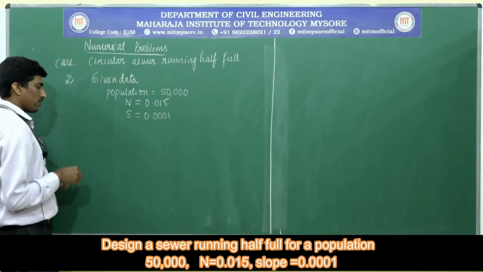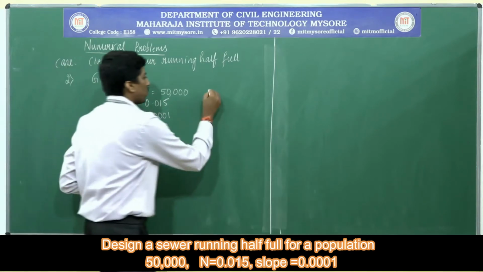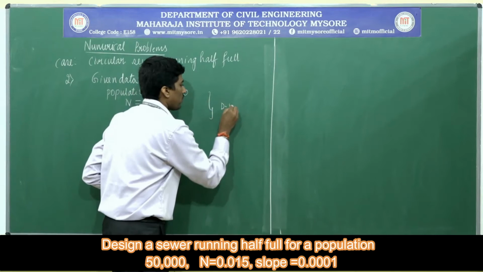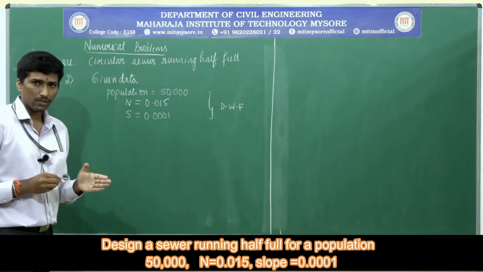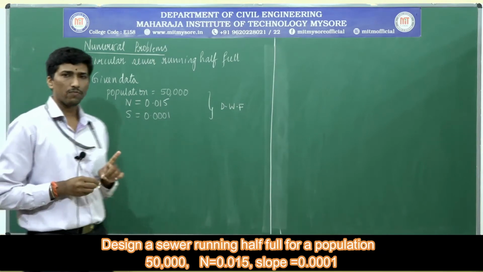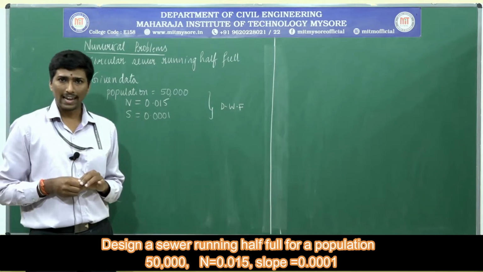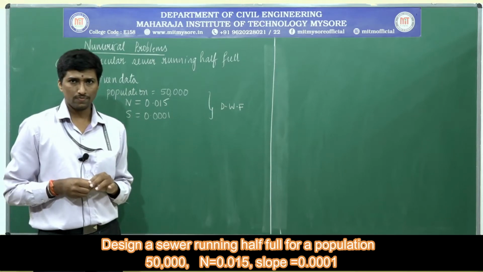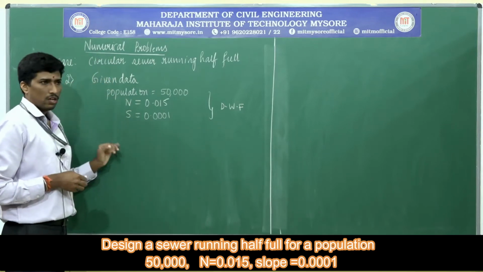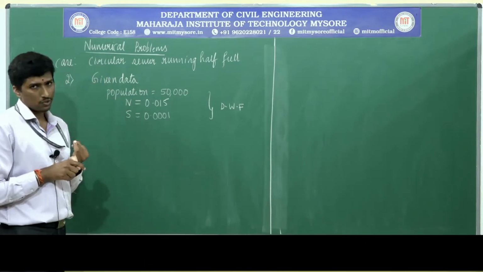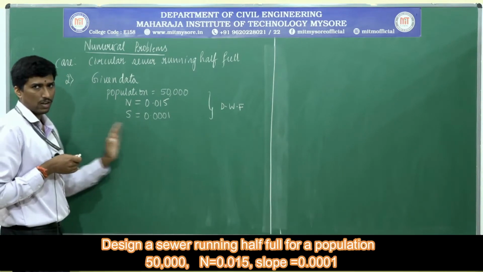Population, n and slope, only 3 data are given. How to solve the equation? This kind of problem insists on the calculation of dry weather flow, not the wet weather flow condition. In the case of wet weather flow, you need to utilize the rational formula for calculating the stormwater drainage discharge. They have not given the per capita to assume, so we need to make some assumptions.